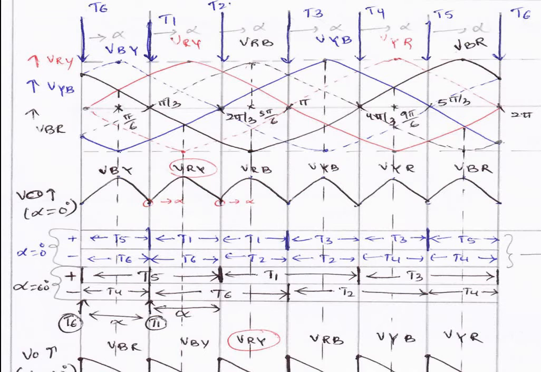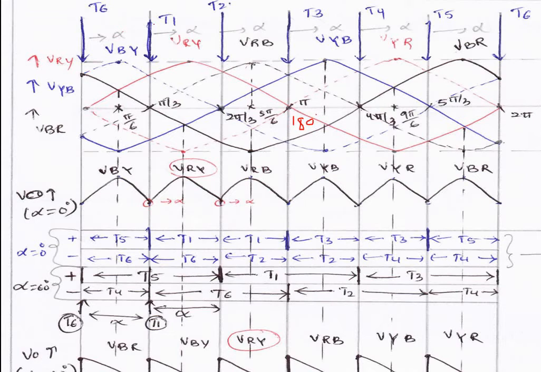Each interval is 30 degrees, 60 degrees, 90, 120, 150 and 180, where pi is indicated here. So 0 to 180 degrees is your positive half cycle, and 180 to 360 is the negative half cycle. And alpha is equal to 0.